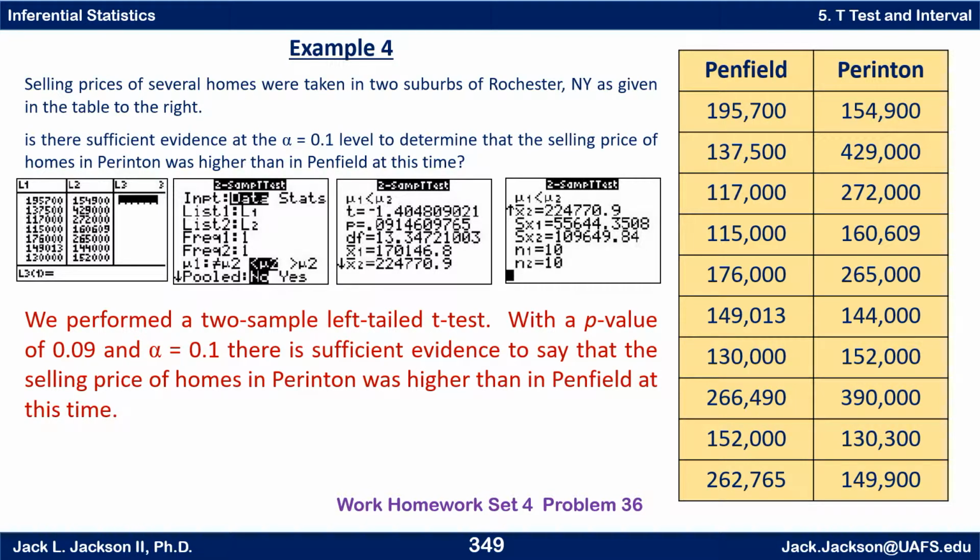It depends on what we're going to compare to. If we use 0.1 for an alpha, then there is enough evidence to reject the null hypothesis. So we do have strong enough evidence here to say that Penfield has lower prices than Perrington. So Perrington has higher prices than Penfield.